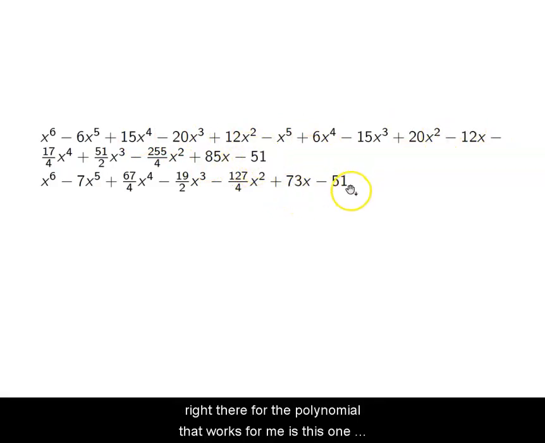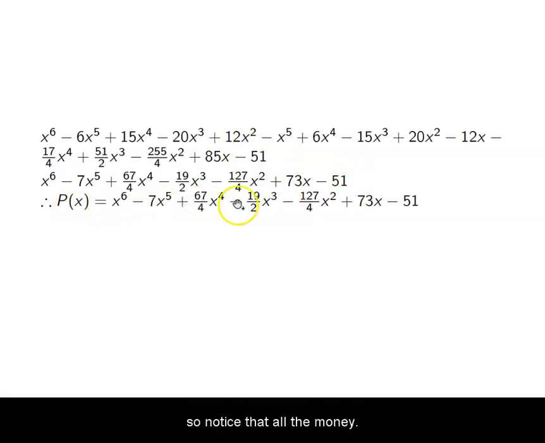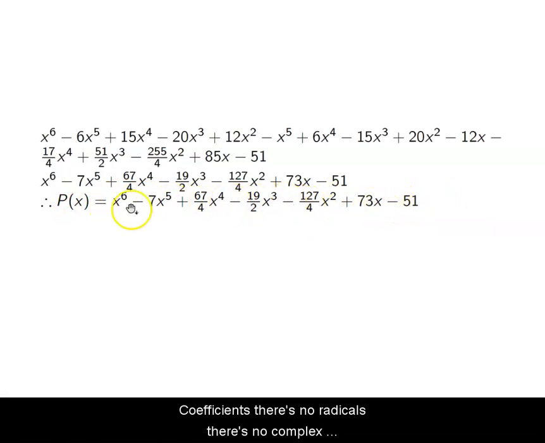This is the only constant, right? Therefore, the polynomial that works for me is this one. So notice that all of my coefficients, there's no radicals, there's no complex, but there are fractions, right? They're all rational. So they're whole numbers or fractions. And that's the way it works, okay? So yes, it is a lot of work, but that's how you build a polynomial out of your given information.